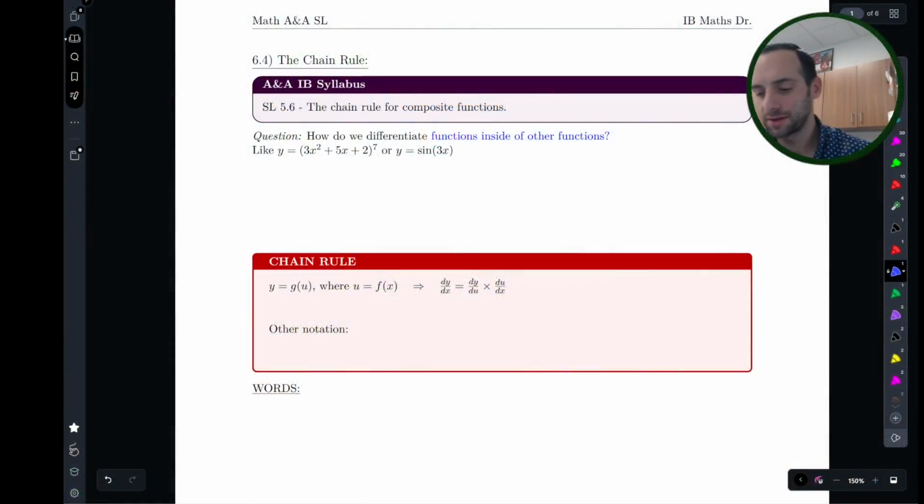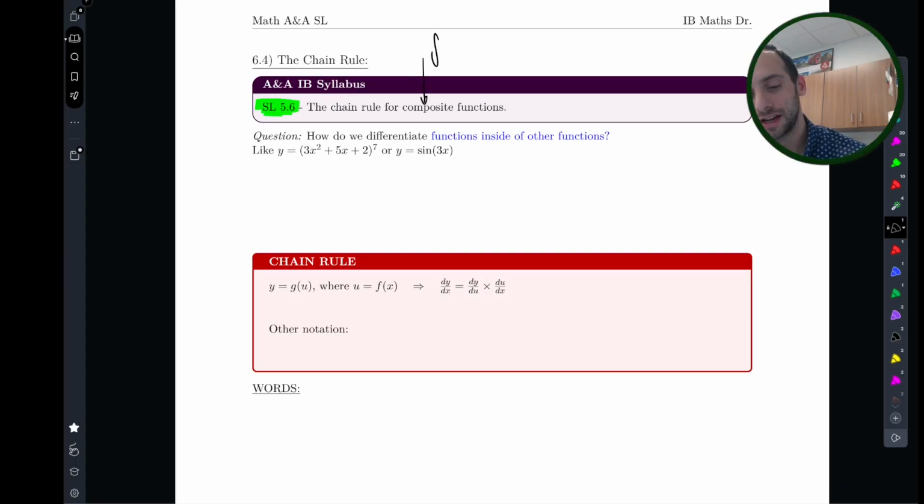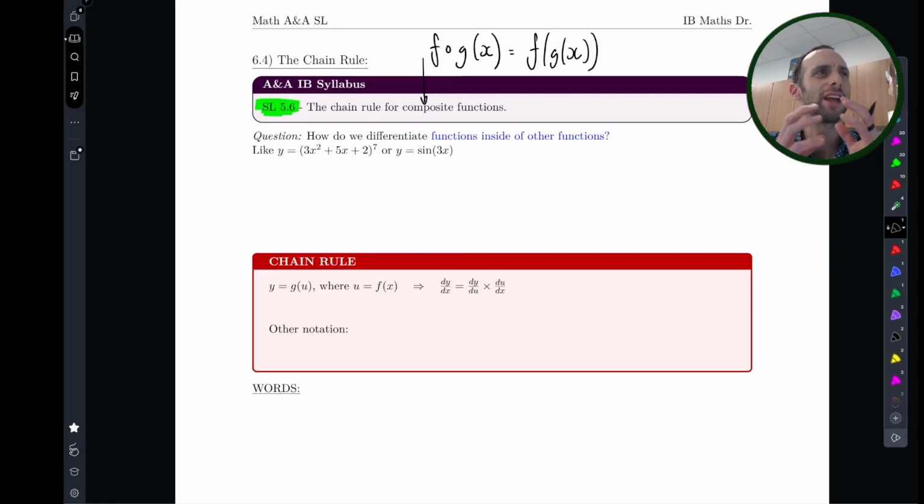So in the IB syllabus, we are completing section SL 5.6, the chain rule for composite functions. And if you don't remember what a composite function is, this is f open circle g, sometimes called f of g. I will always tell my students to rewrite this so it actually looks like a composition. I like to see that g of x function inside the f, or vice versa if it's the other way around.